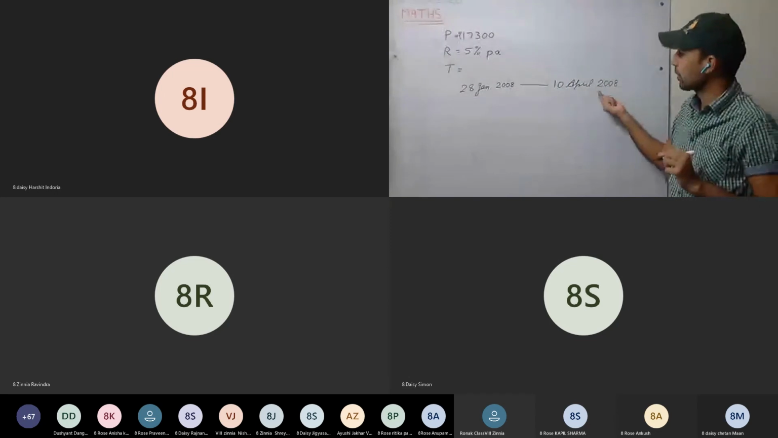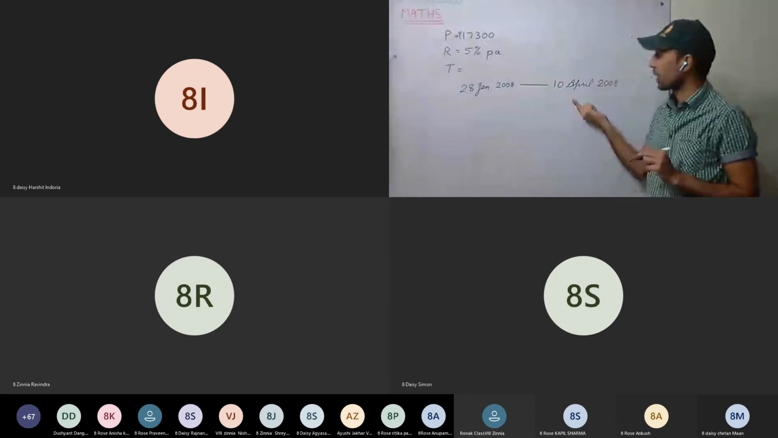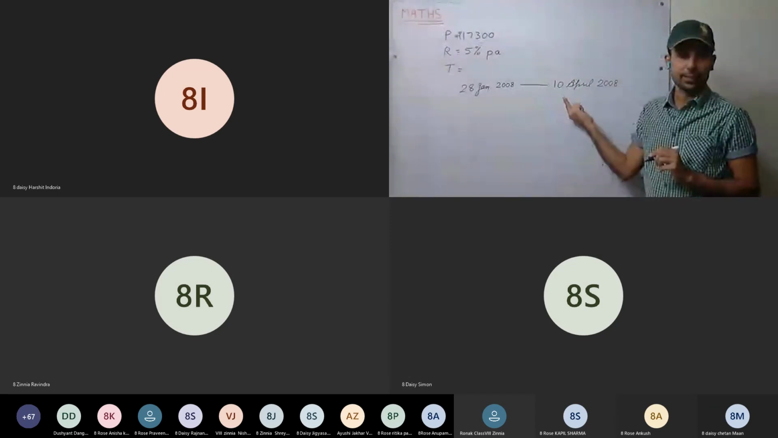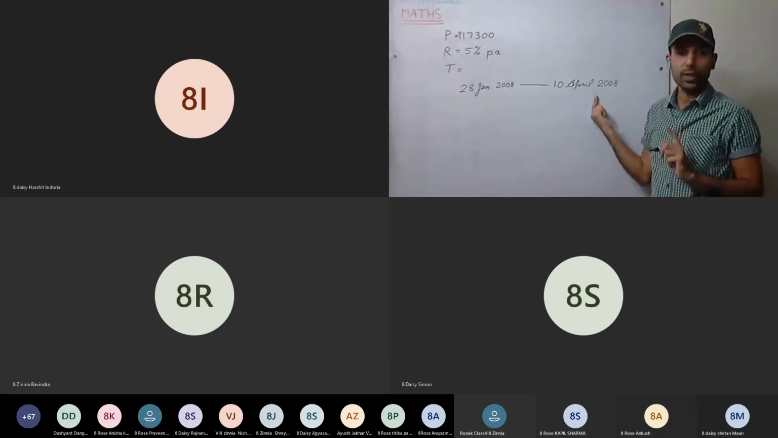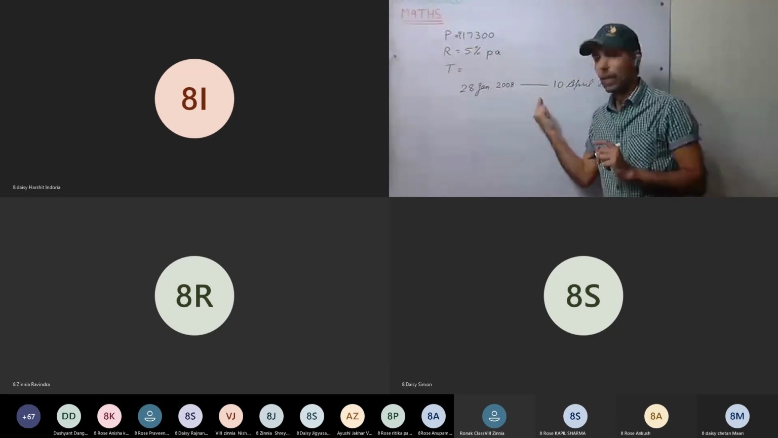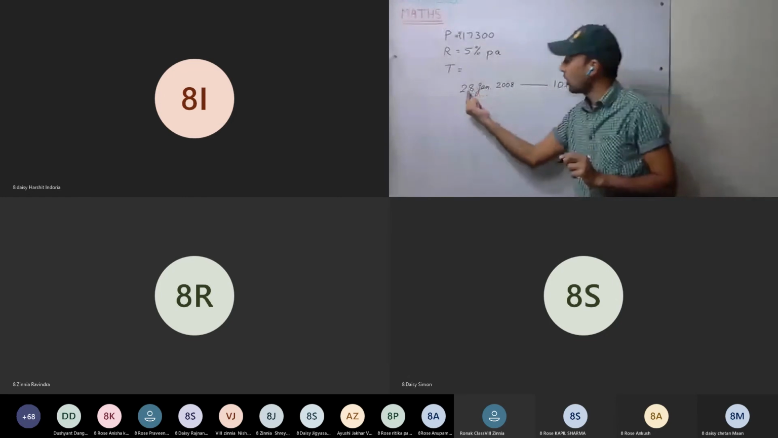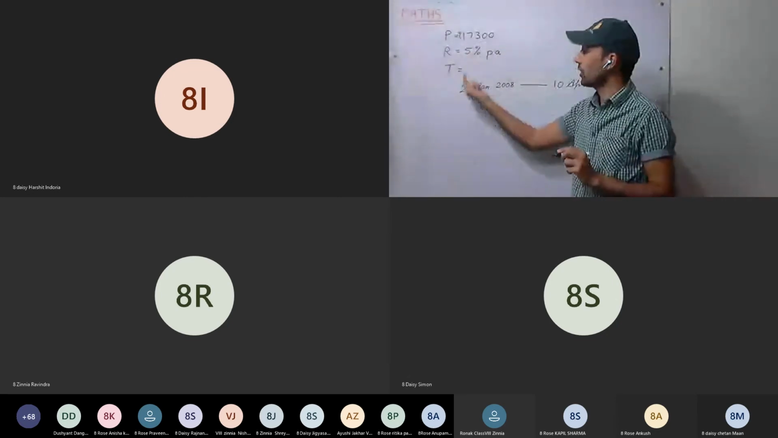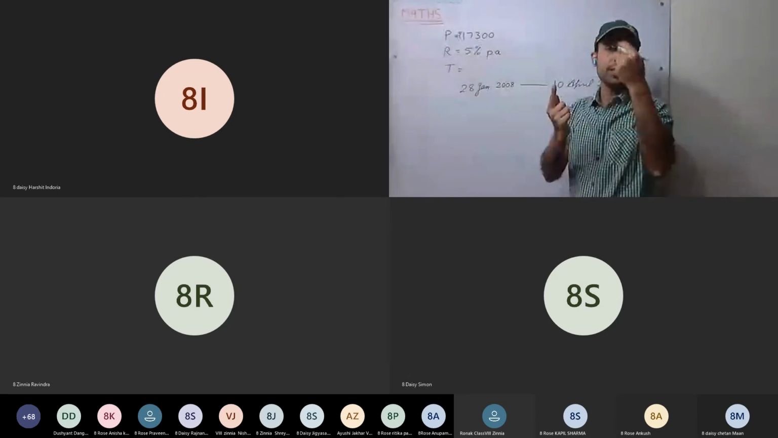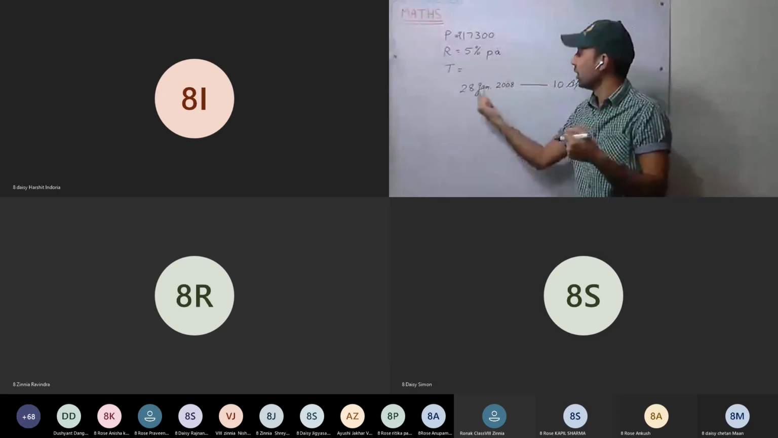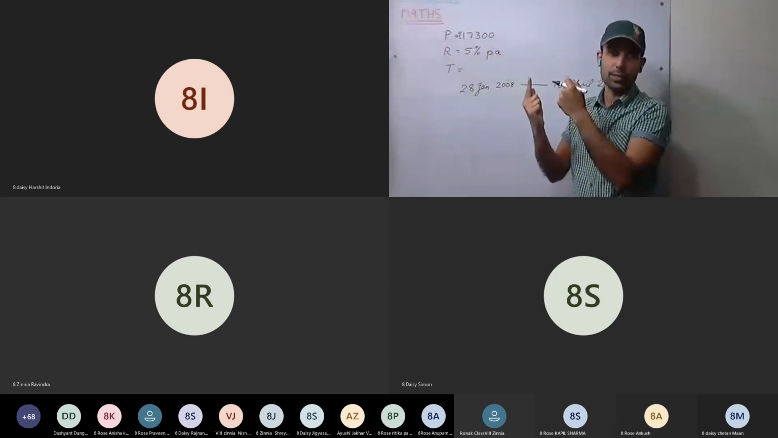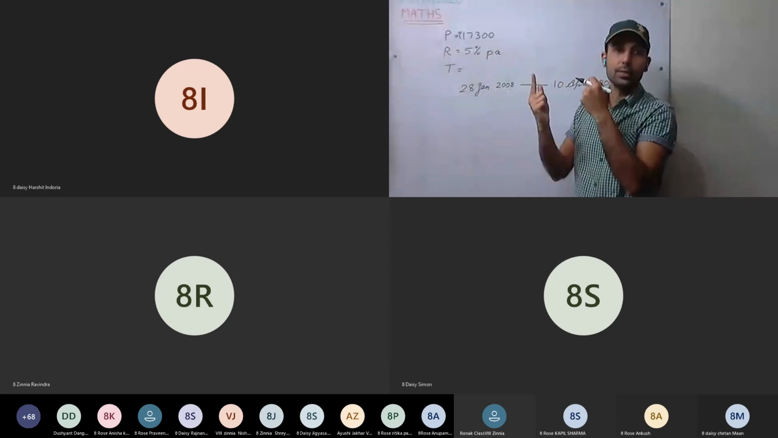Now, see here how to calculate the time. First we have to calculate the days, then those days will be converted into years. Now, how to calculate the days? On 28th, this money was lent. So one day will complete on 29th. Yes or no? One day will complete on 29th. 2 days will complete on 30th.